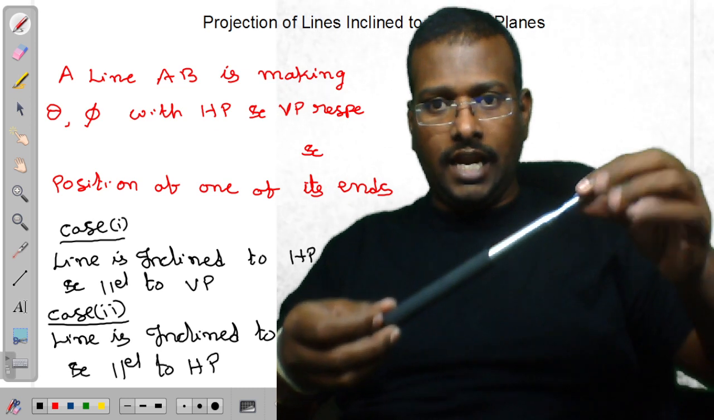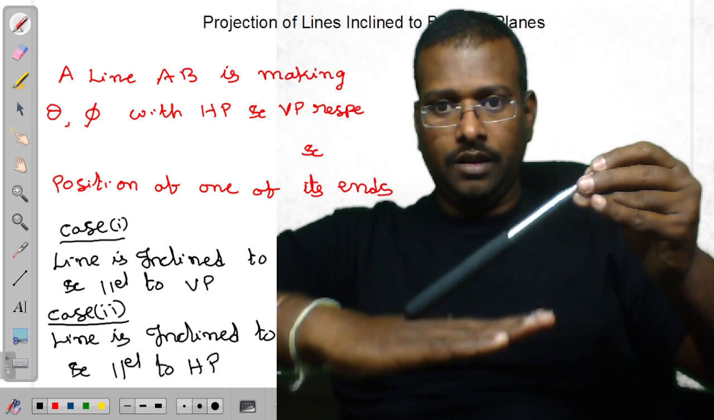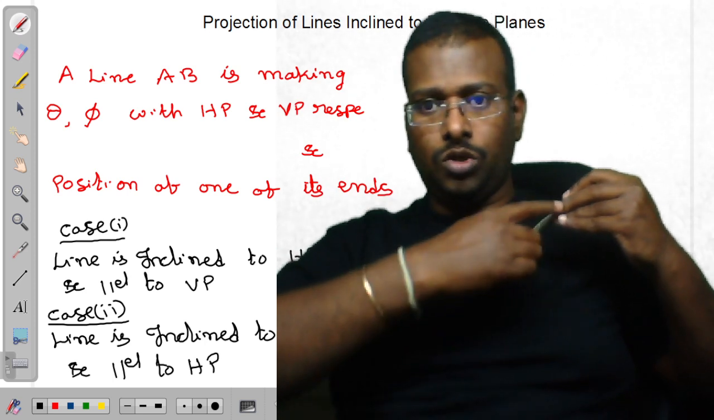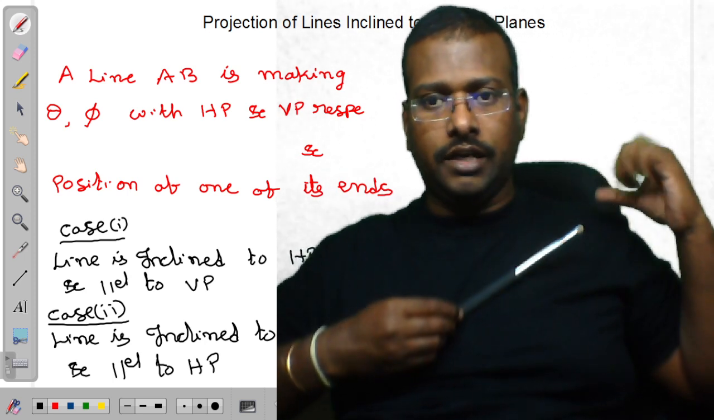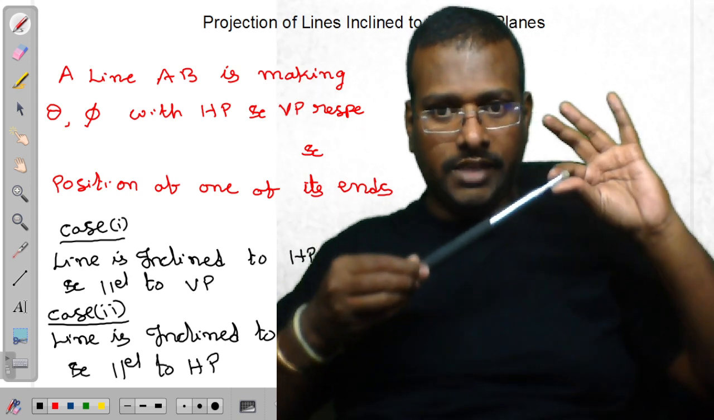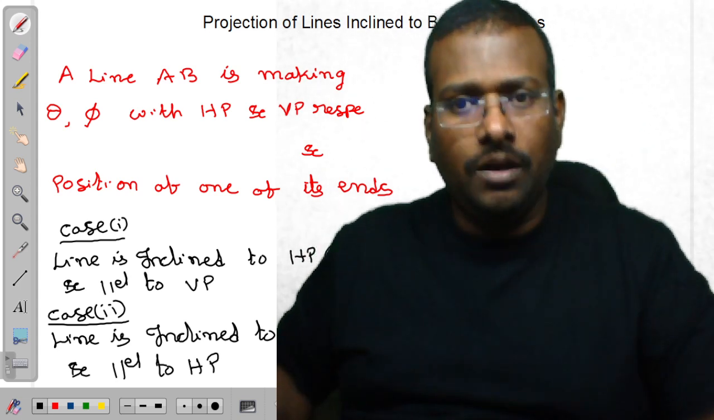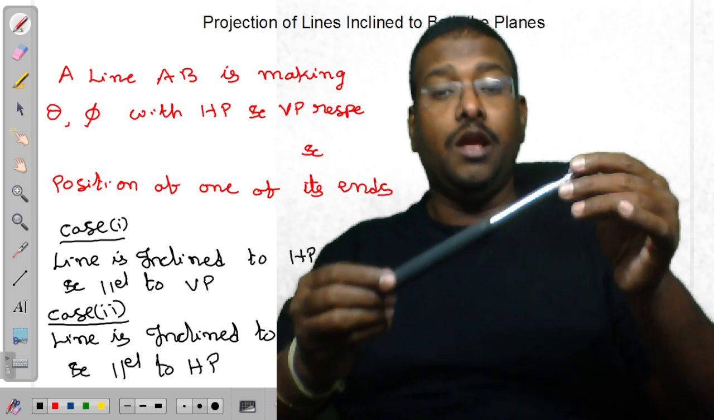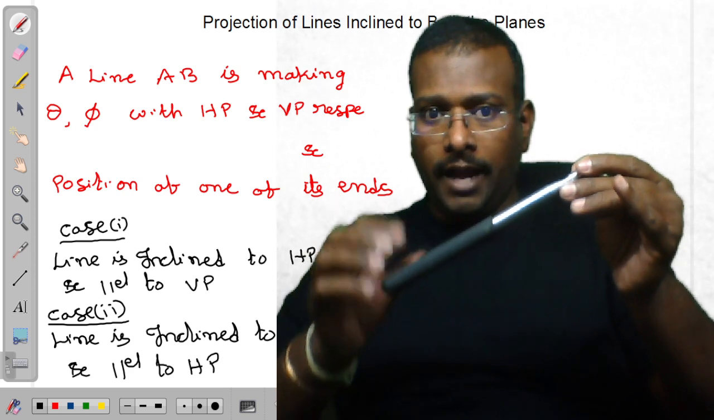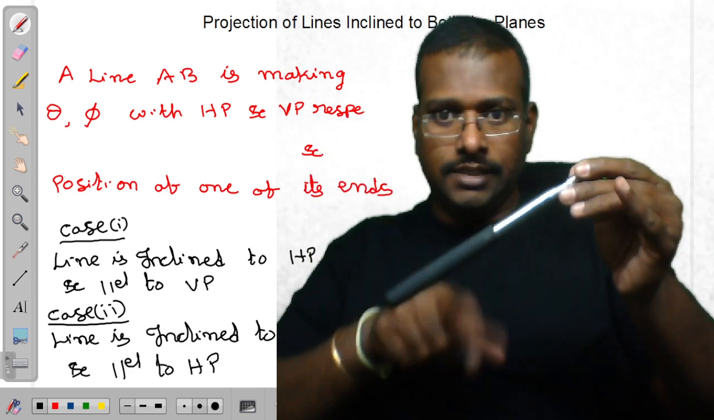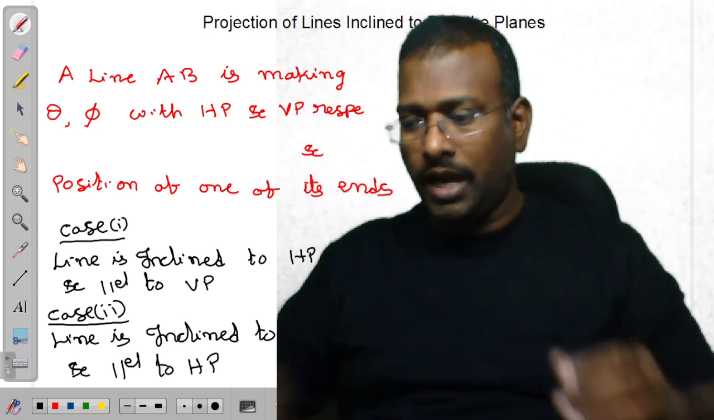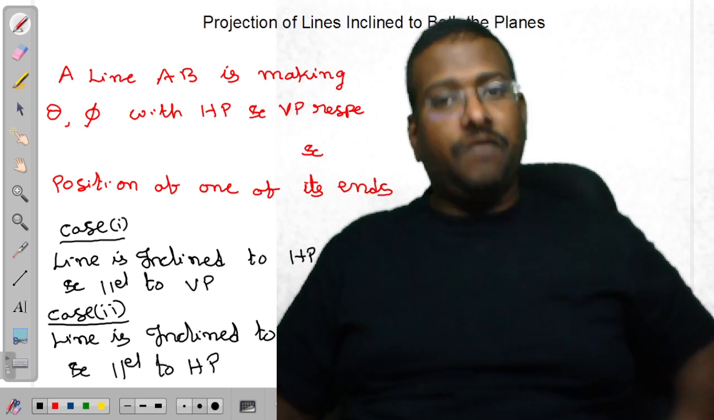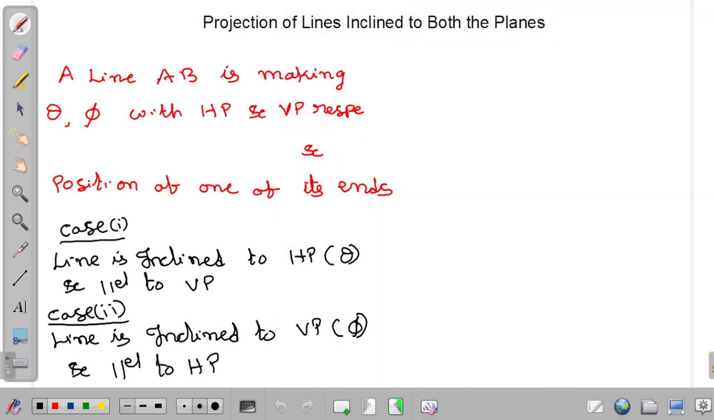Whatever angle it makes with HP, the same inclination it will make in the front view. So this is the line that will appear in the front view. The front view is a line which will make theta degrees. Why is it theta, sir? We are considering the line is parallel to VP in the first case. Whatever inclination is given, we are considering it, but it is parallel to VP. Therefore, how are we going to get this?